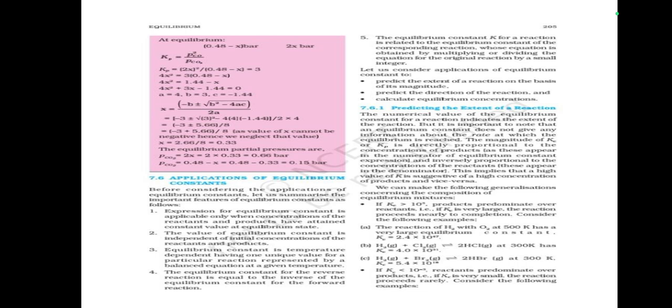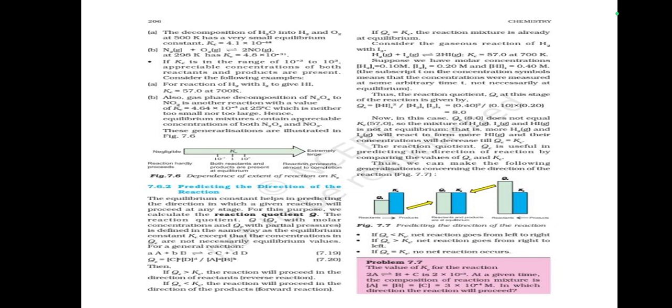In predicting the extent of a reaction, and predicting the direction of the reaction, we use a reaction quotient Q. Figure 7.7, predicting the direction of the reaction. If Qc is smaller than Kc, the net reaction goes from left to right. If Qc is greater than Kc, the net reaction goes from right to left. If Qc is equal to Kc, no net reaction occurs.